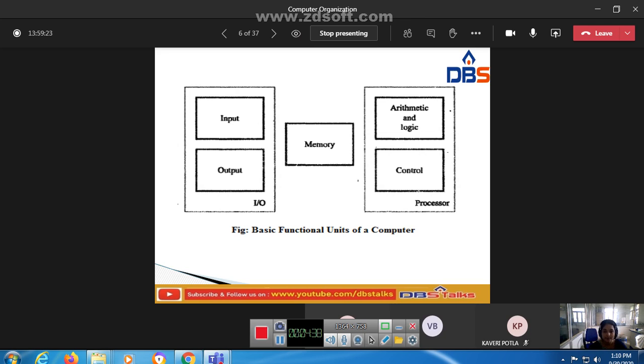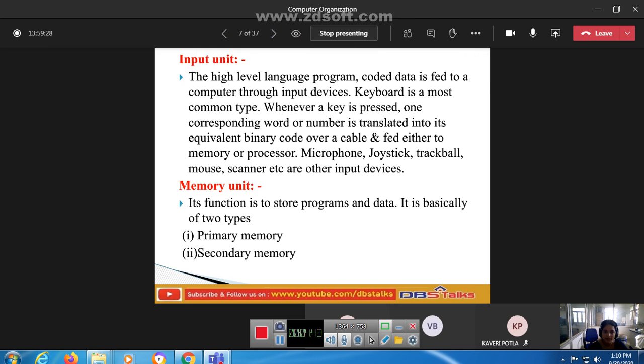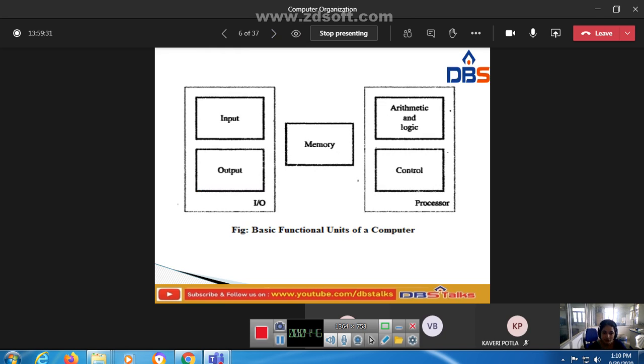Next, the explanation of the input unit and output unit. In the basic functional units we have the input. What is meant by input? Input takes the information from the user. The information taken by the system will be stored in the memory. The input is taken from the user through the keyboard. After that, the information is stored in the memory.